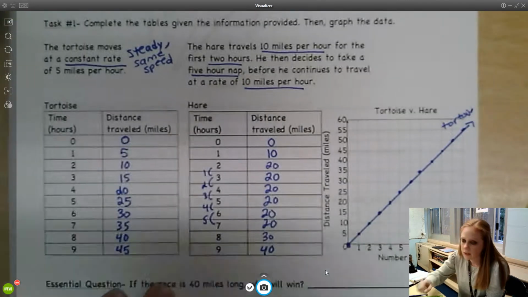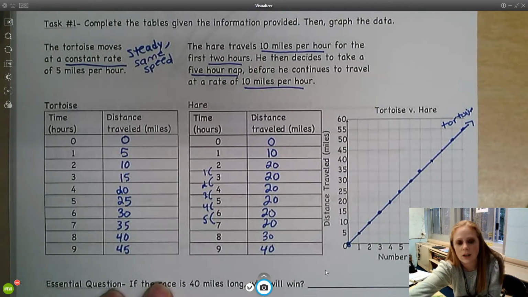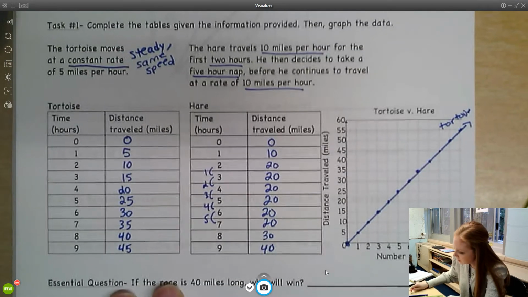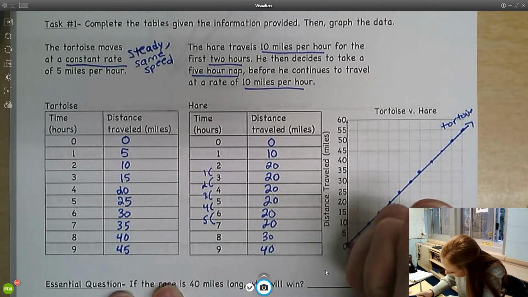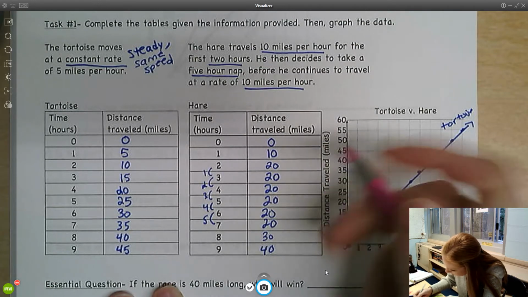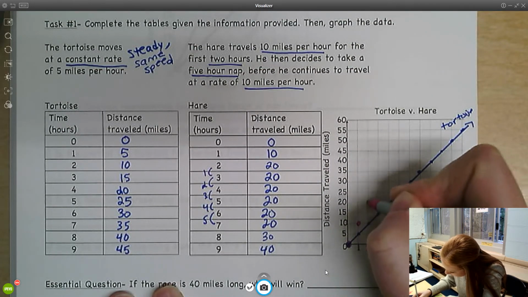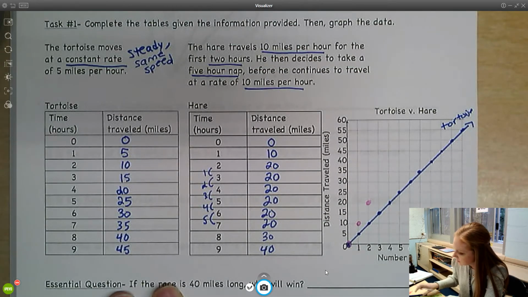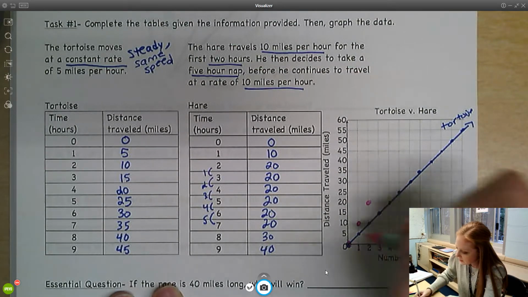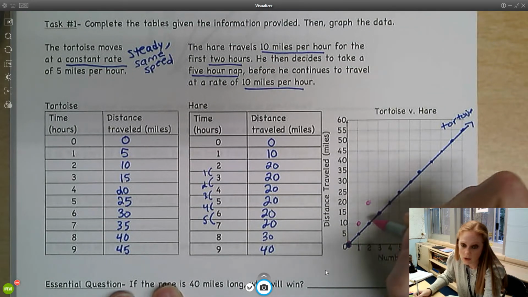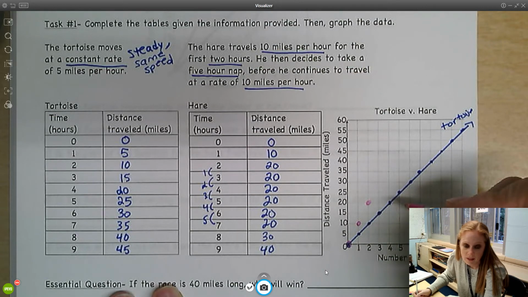Okay, now in pink, I shall graph the hare. He also started at 0, 0. But then after 1 hour, he was up at 10 miles. And after 2 hours, he went 20 miles. So notice his line is a steeper slope. He's already being faster than the tortoise right at the beginning, more miles.